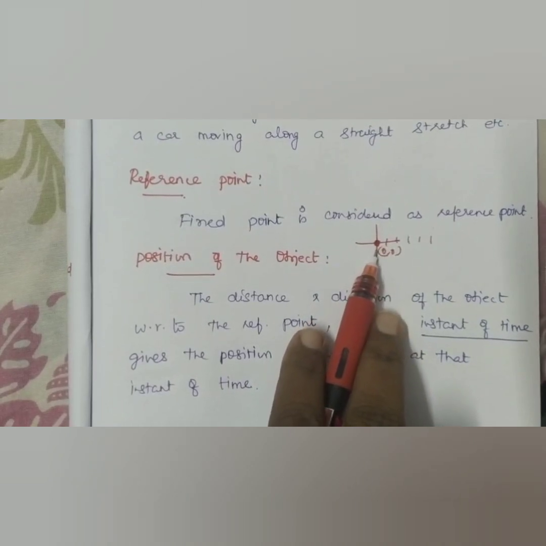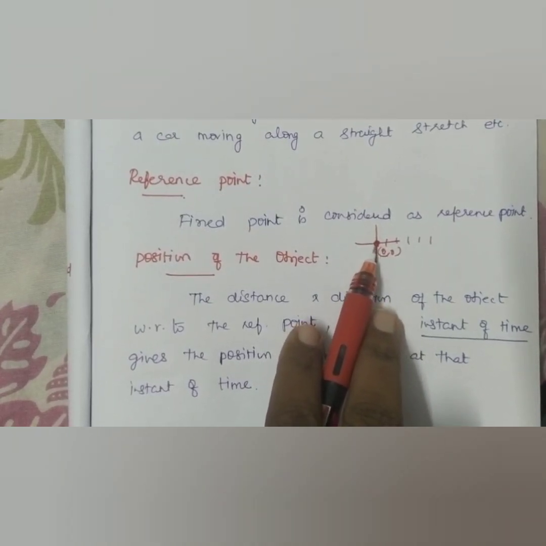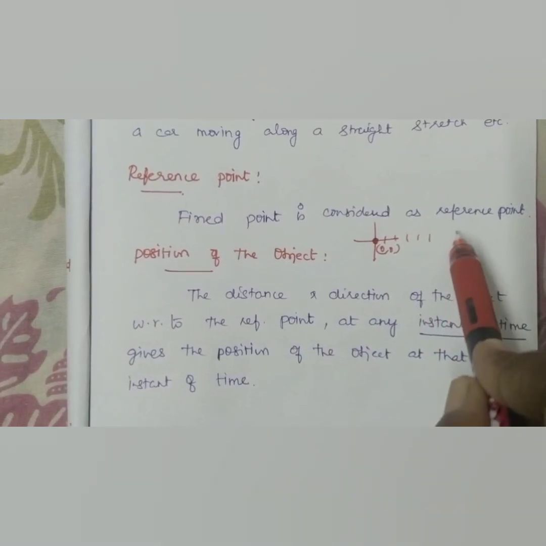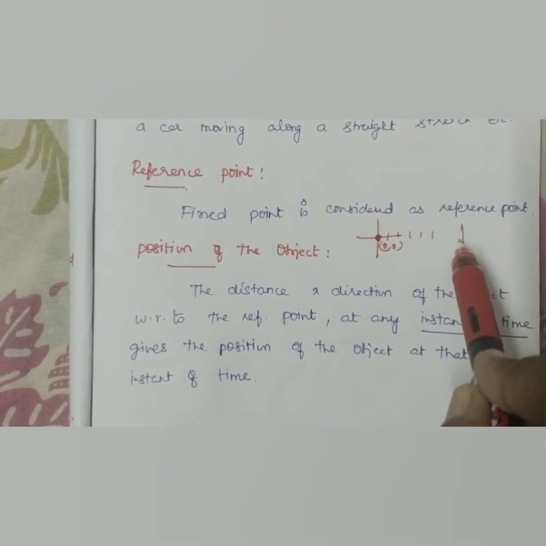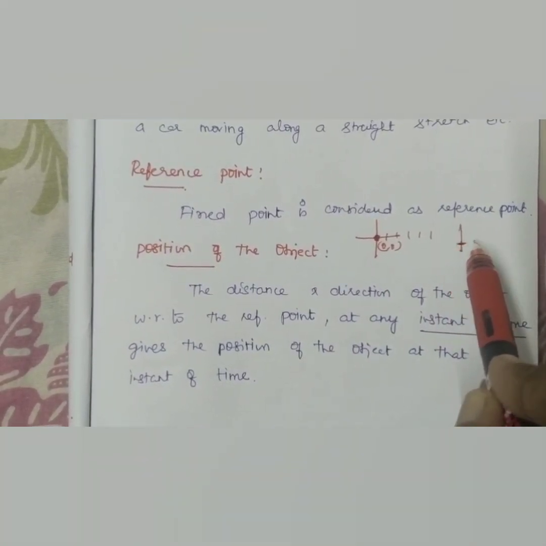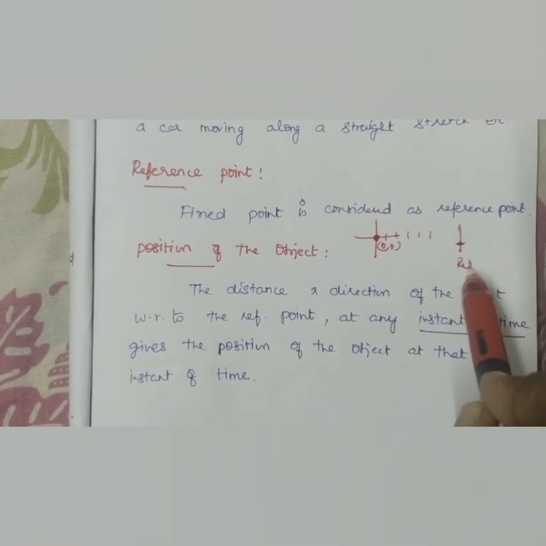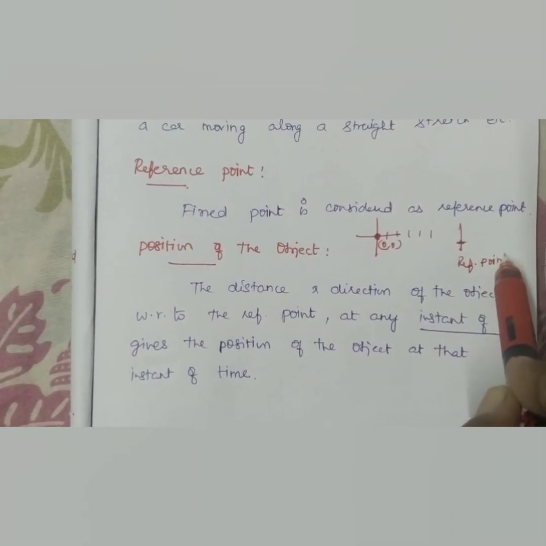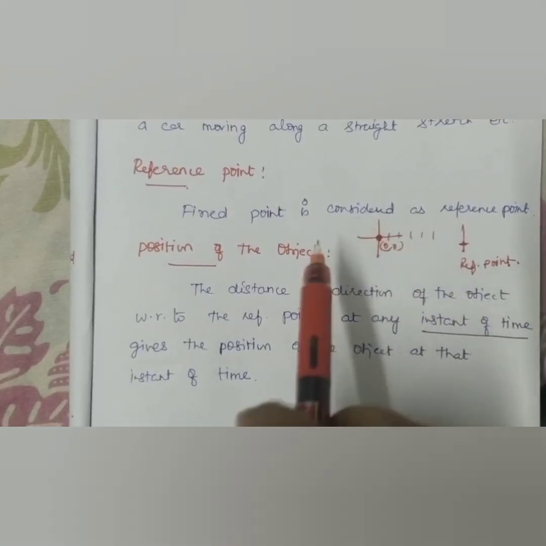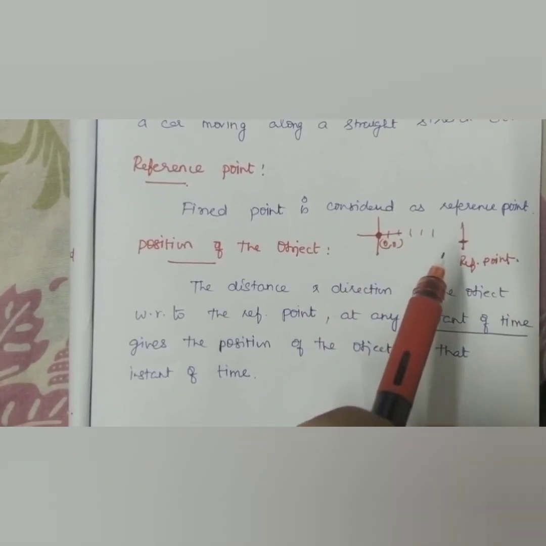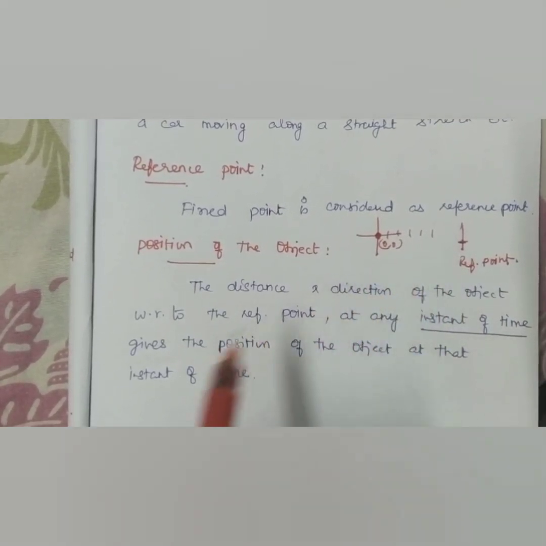So what is reference point? Reference point is nothing but the fixed point. For example, from the pillar I am moving. So that pillar is known as your reference point. I start moving from the pillar. If you say that pillar is nothing but your reference point. So reference point is nothing but a point which is fixed. That is your reference point.